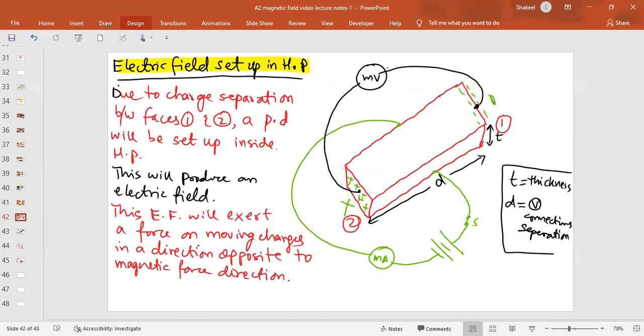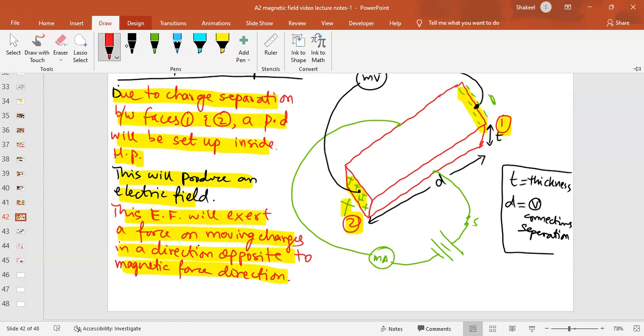Okay, so electric field setup in the Hall probe. Well, how is it happening? Due to the charge separation between phases 1 and 2, phase 1 is having all the positive charge, phase 2 is having all the negative charge, so there would be an electric field set up inside this Hall probe, right? This will produce an electric field, and this electric field will exert a force on further moving charges in a direction opposite to the magnetic force.